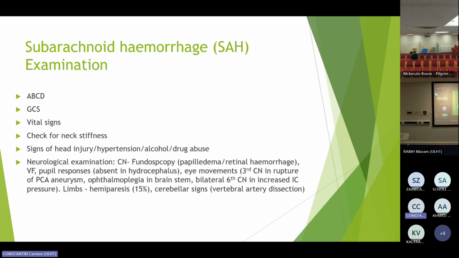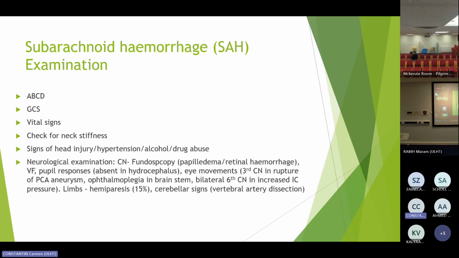So how do we examine these patients? So basic, we'll do the ABCD, very important, the GCS, vital signs. They generally present with high blood pressure. The highest blood pressure that I witnessed in my practice was 250 systolic in a young adult. He was in his early 20s with non-traumatic subarachnoid hemorrhage, so it was ruptured aneurysm related.